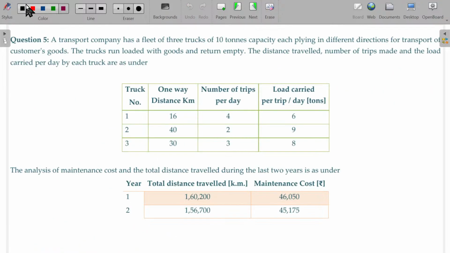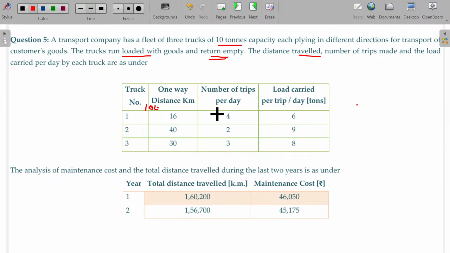Now, a transport company has a fleet of 3 trucks of 10 tons capacity each plying in different directions for transport of customers' goods. 3 trucks and capacity being 10 tons. The trucks run loaded with goods and return empty. While going, it will be fully loaded and on return it is empty. The distance traveled, number of trips made, and the load carried per day by each truck are as entered.